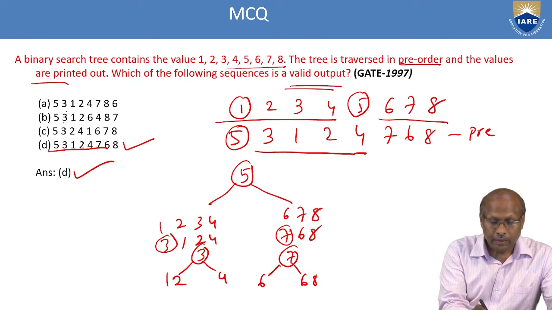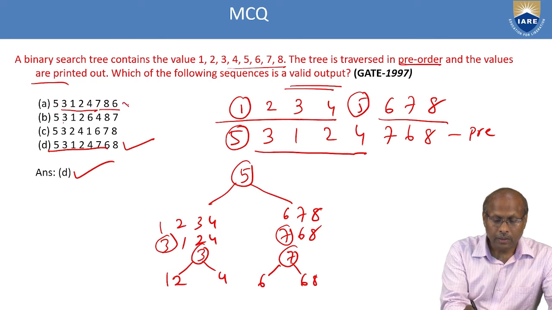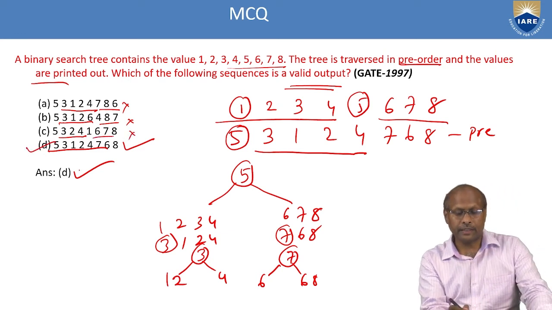If you observe here, 3, 1, 2, 4, 7, 8, 6, not possible. 3, 1, 2, 6, 4, 8, 7, not possible. And 3, 2, 4, 1 and 6, 7, 8, not possible. So this is the best answer for this.